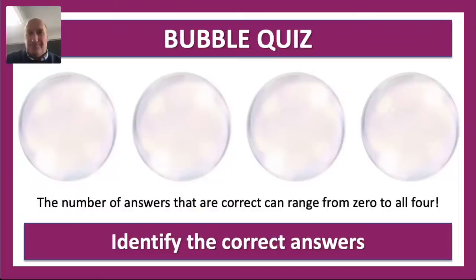We start off, of course, with a bubble quiz. Here we go. So I'm going to pose four questions for you. The answers can be A, B, C, or D, obviously, but the number of answers that are correct can range from zero to all four.